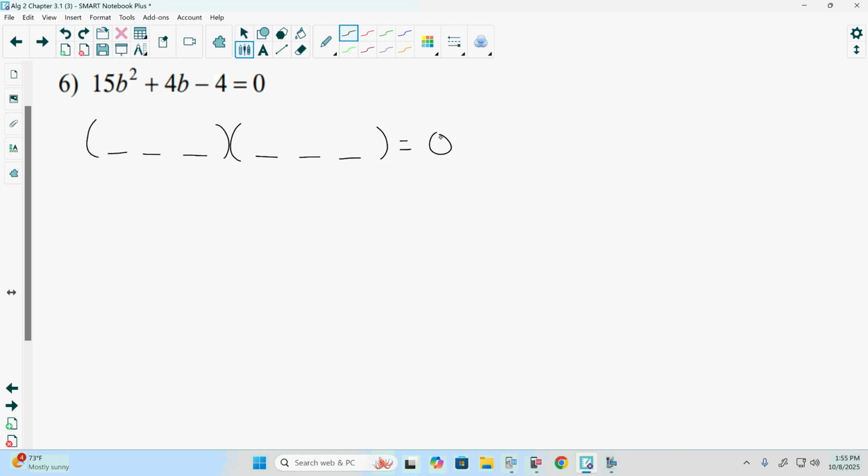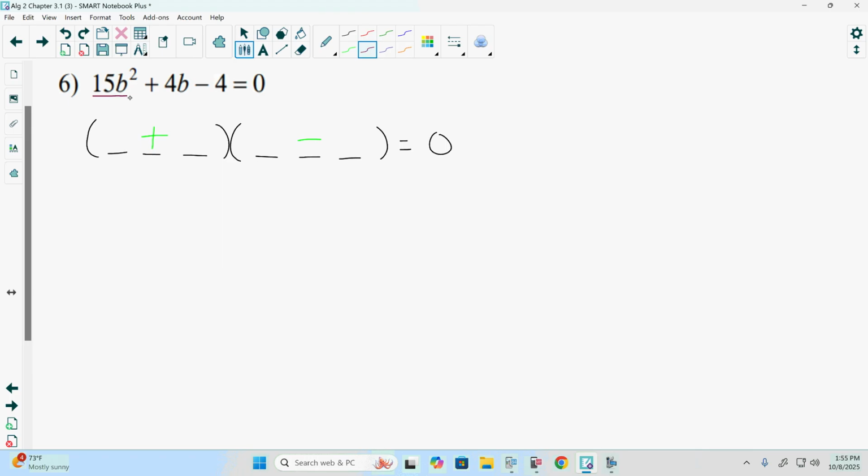Now we need to find the signs. The third term is negative, so the signs are opposite. One's going to be positive, one is going to be negative. It really doesn't matter where we put the plus or the minus, if we put the plus first or the minus second, or the minus first and the plus second. One of them just needs to be plus, one of them needs to be minus.